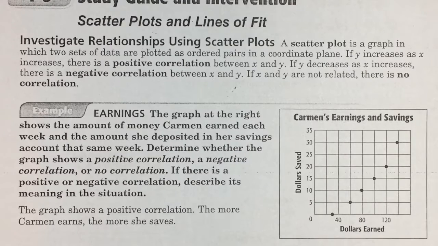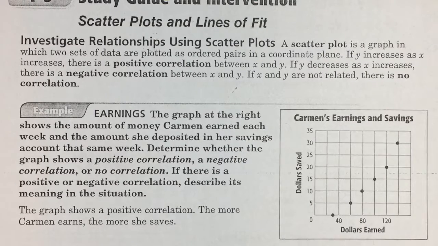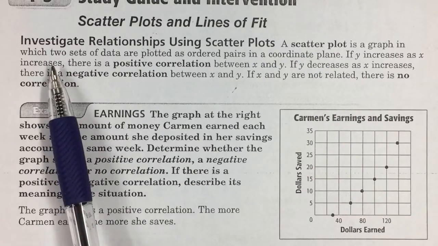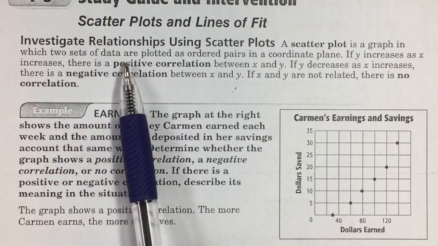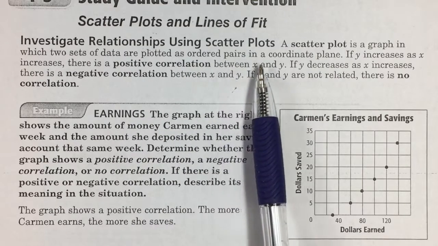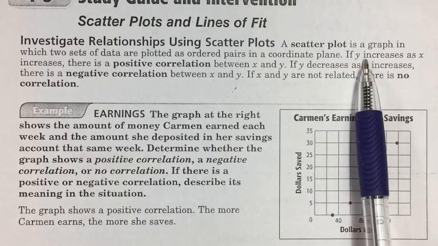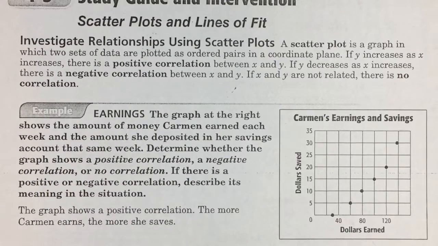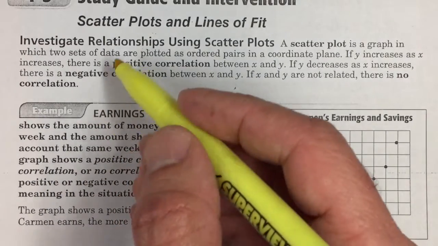Scatter plots and lines of fit. Investigate relationships using scatter plots. A scatter plot is a graph in which two sets of data are plotted as ordered pairs in a coordinate plane. If y increases as x increases, there is a positive correlation between x and y.